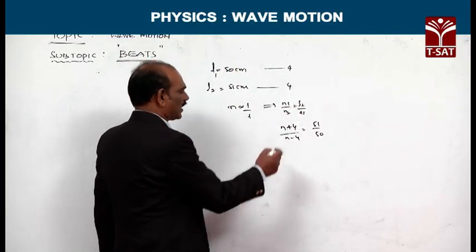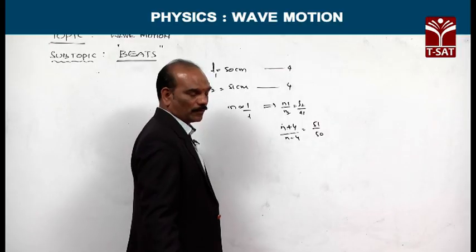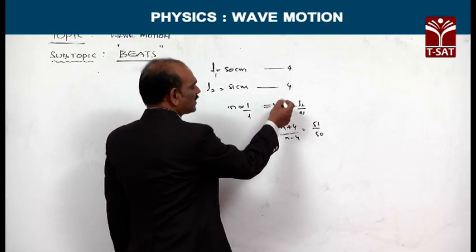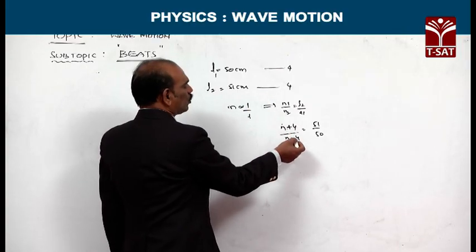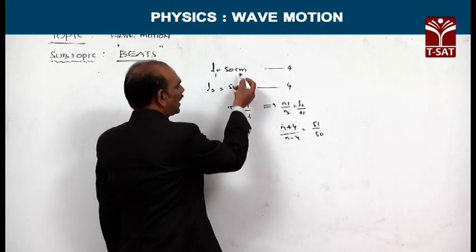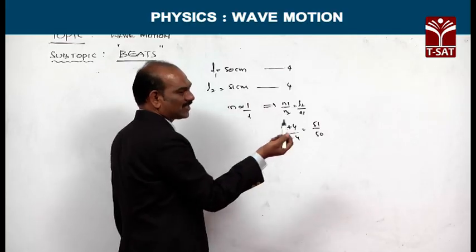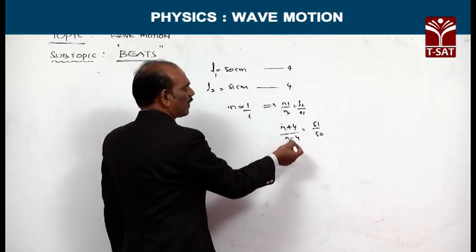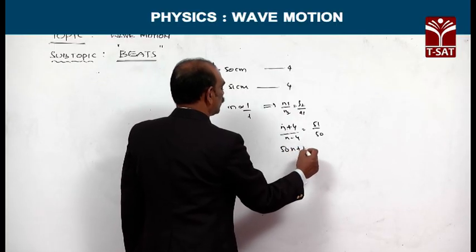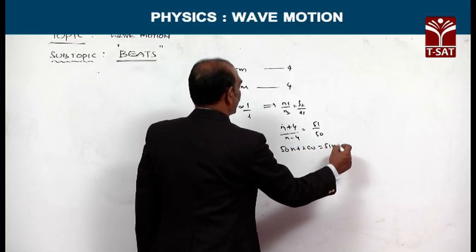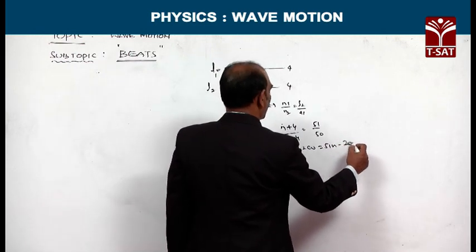So let us consider n is the frequency of the tuning fork. Therefore, in place of n1 write n plus 4, and in place of n2 write n minus 4, because the length is increasing, so the frequency has to decrease. Therefore, n plus 4 by n minus 4 is 51 by 50. On simplification, 50n plus 200 is equivalent to 51n minus 204.